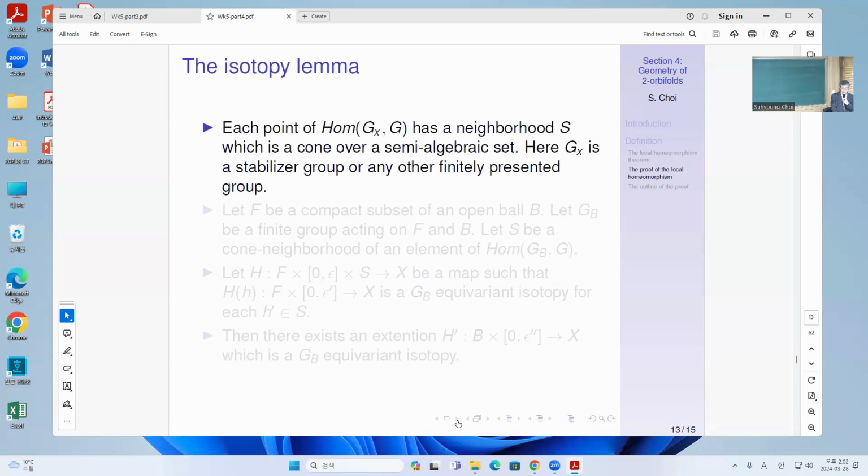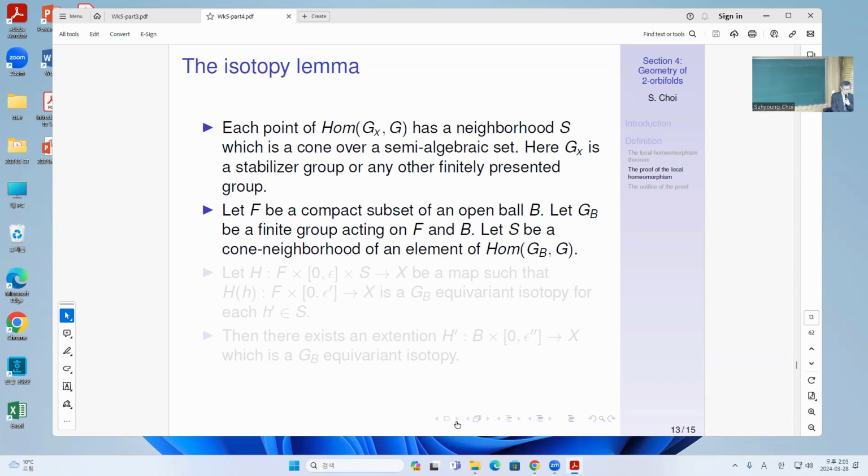Basically I want to give a proof of this, but just a skimpy proof. So if you just have any finite group G_x acting on X, then there is a neighborhood which is a cone over a semi-algebraic set. So you think of these as semi-algebraic sets, and any point has a neighborhood which is a cone. Cone means something semi-algebraic times R, but you identify one side to be just one point. Then G_x is a stabilizer group of any point, a finitely presented group. And then what you do is you have any compact subset F of an open ball B, then G_B acts on F and B, and then some cone neighborhood here.